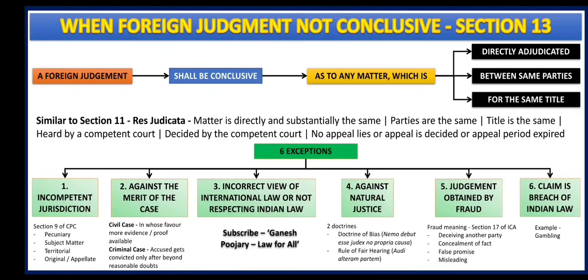Now, if the court doesn't have competent jurisdiction to hear the case, and if it has heard and given a judgment, such judgment is not conclusive. That is the first exception. The second exception when the foreign judgments are not conclusive is when such judgments are against the merit of the case. Now, what is merit of the case?